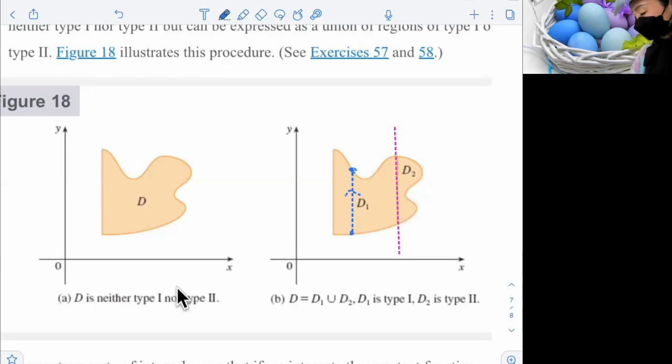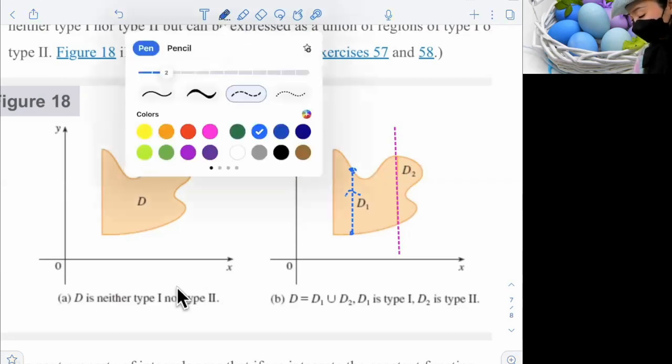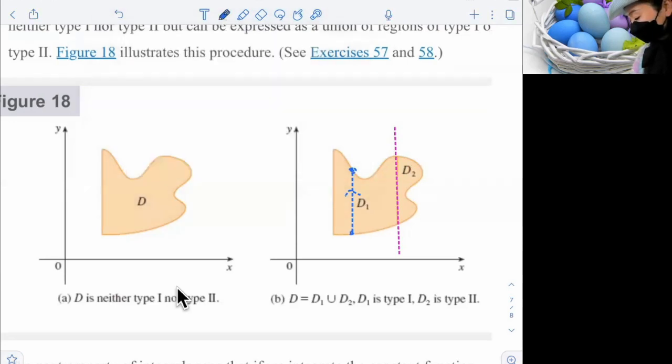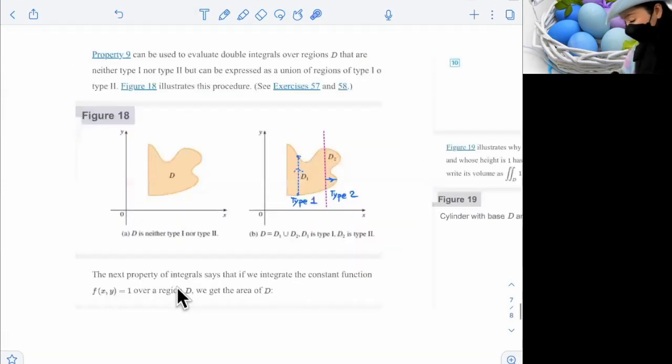Type 1 or type 2? This one. Type 2. Yes, you got it. Okay, so this one here is type 2, and this part here is type 1. So sometimes you want to partition so that each region is strictly type 1 or type 2, like that. Okay. And then you can integrate over each.